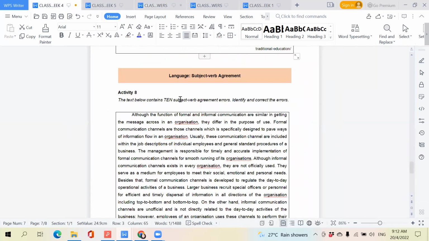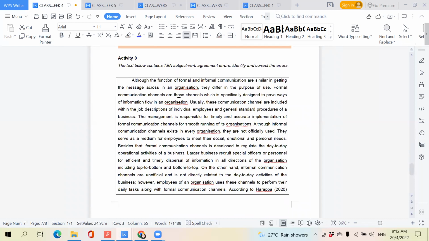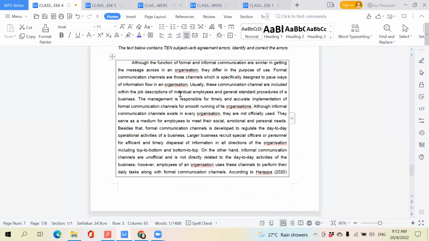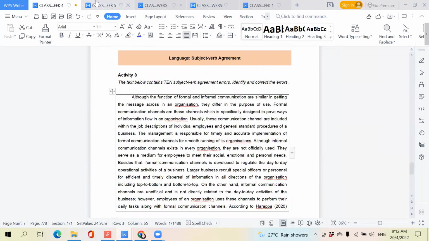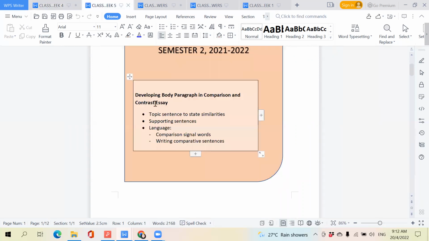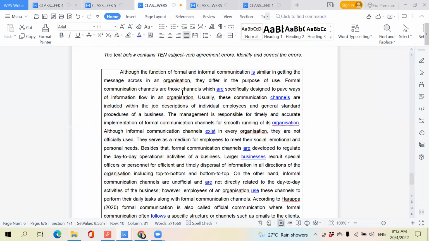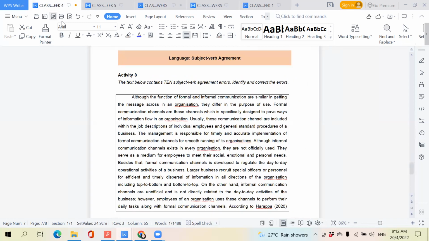Now let's talk about subject-verb agreement. Later on, I'm going to show you a video, so that you have a clearer understanding of what subject-verb agreement is all about and tenses as well. So here it wants you to identify the 10 subject-verb agreement errors. This one is pretty easy, I think. So we'll just do this together. Like I said, there are 10 subject-verb agreement errors here.